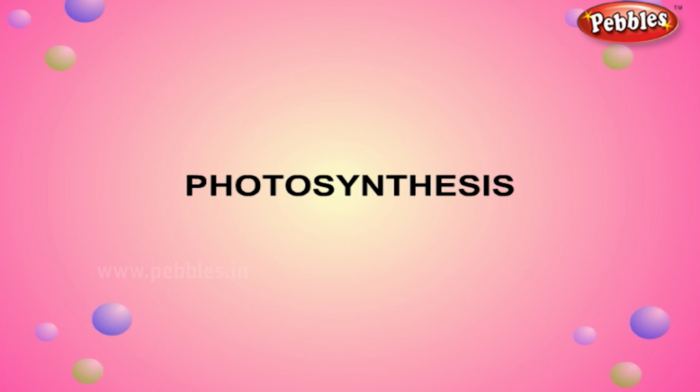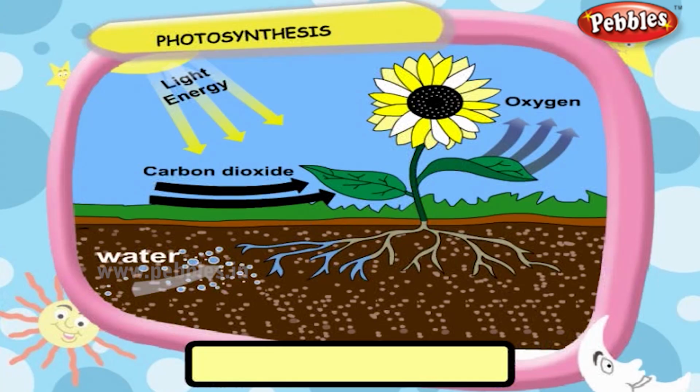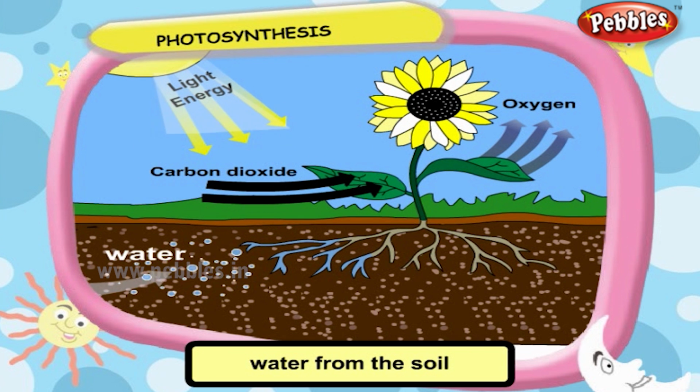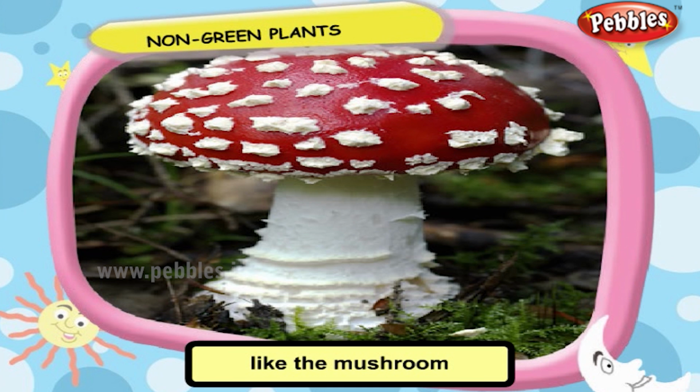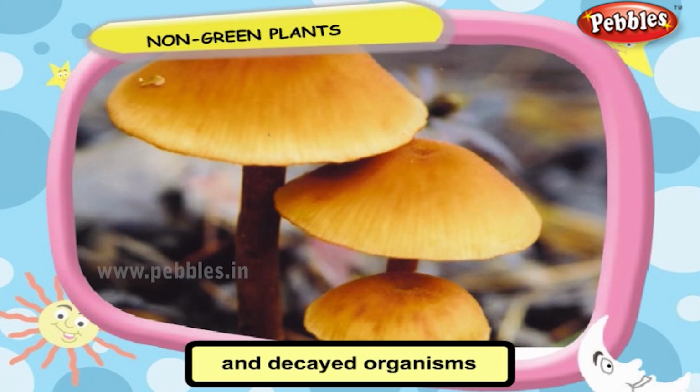Photosynthesis. The leaf is called the food factory of the plant. Let us see how the leaf prepares food for the plant. The leaf prepares food with the help of carbon dioxide from the air, water from the soil, and sunlight. This process is called photosynthesis. Some plants, like the mushroom and the mold, depend on other dead and decayed organisms for their food.